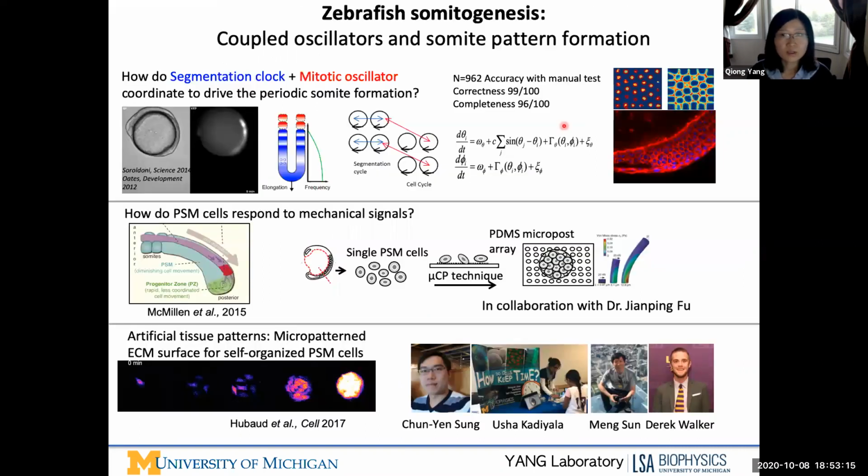Finally, I will also skip this slide, but it's basically just another major direction in the lab, using the zebrafish embryo to look at more complicated patterns that are also related to mechanical signals.